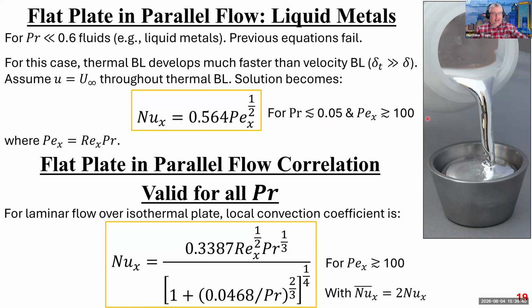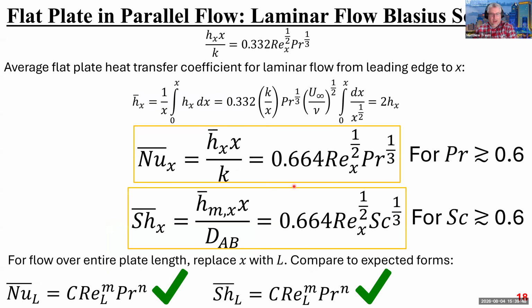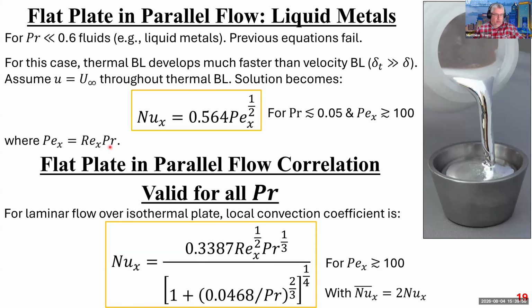What's a Peclet number? A Peclet number is just another dimensionless number, which is just the Reynolds number times the Prandtl number. So this is very similar in form to this one, except the exponent is the same in both cases. And so we just stick them together and come up with, we call it the Peclet number. Name it after some other person.